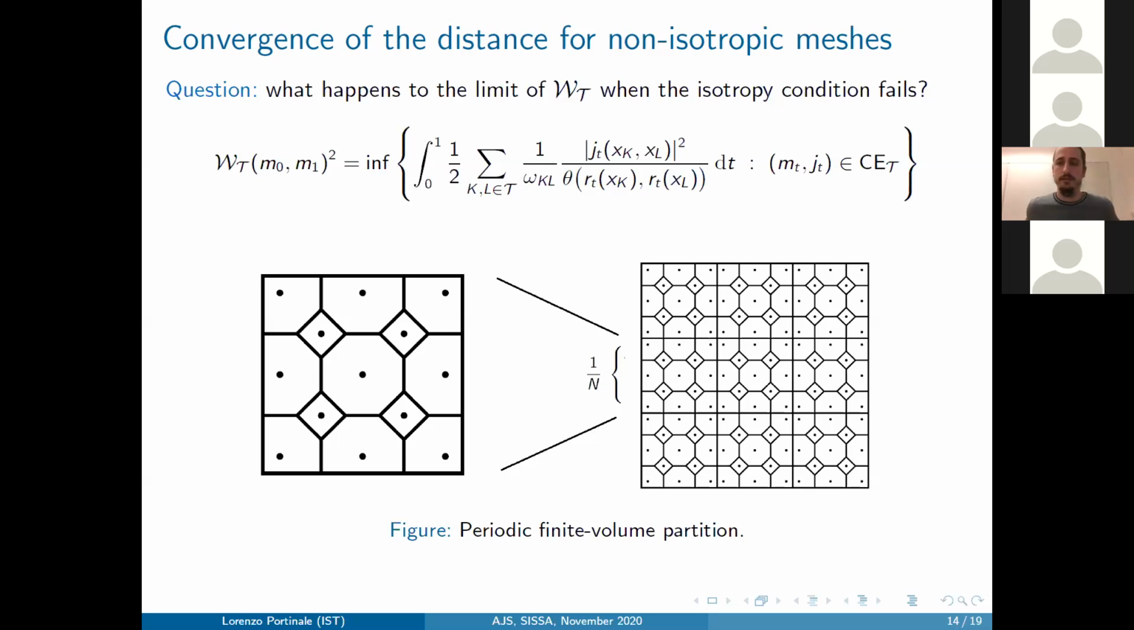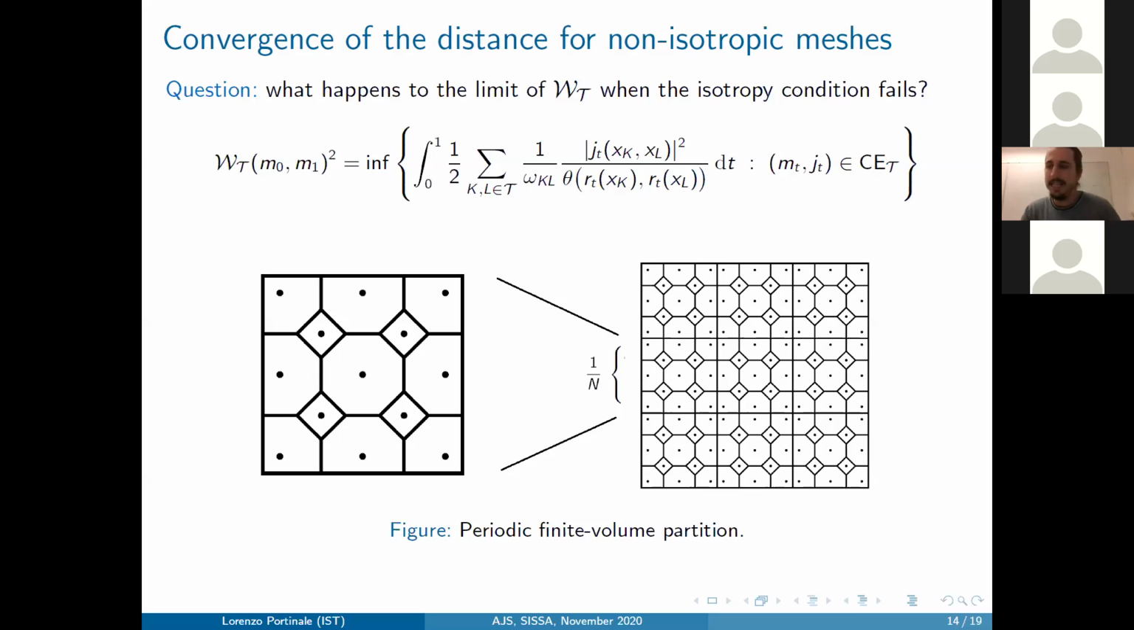But in general, you can easily come up with an example where this partition is not satisfying the isotropic condition. So in some sense, we don't always expect to have convergence to the Wasserstein 2 distance. And the question is, what can we say about the limit in this case?